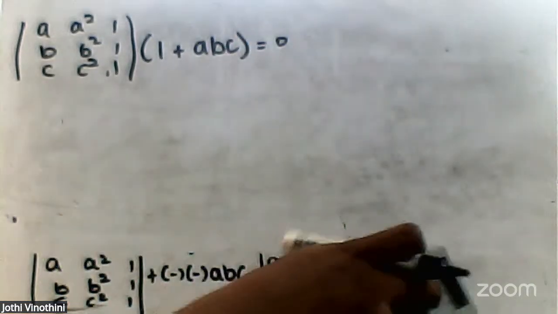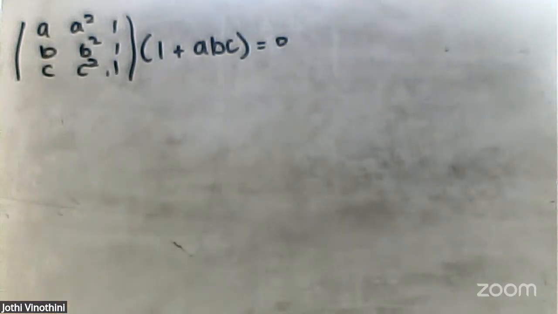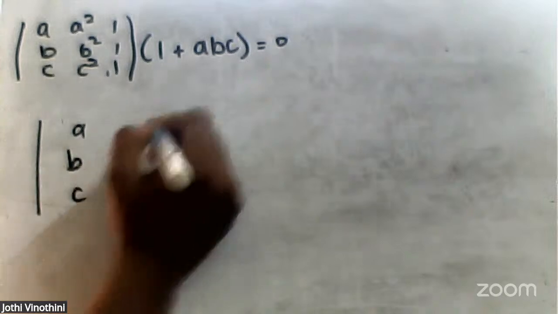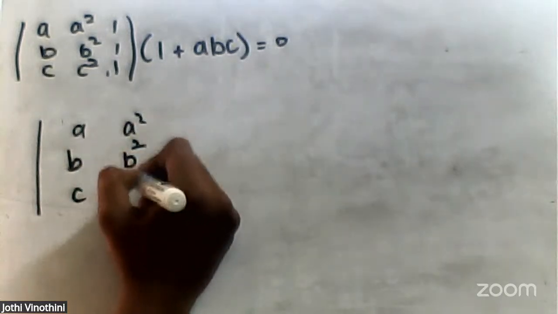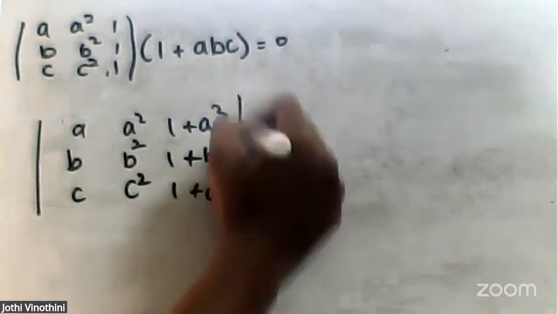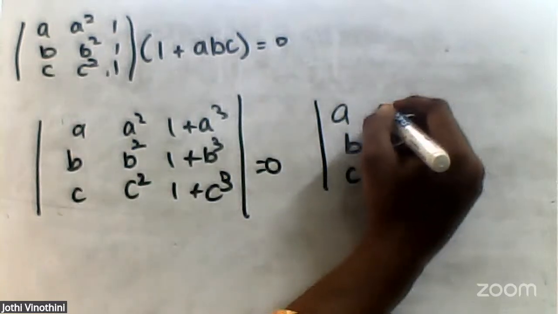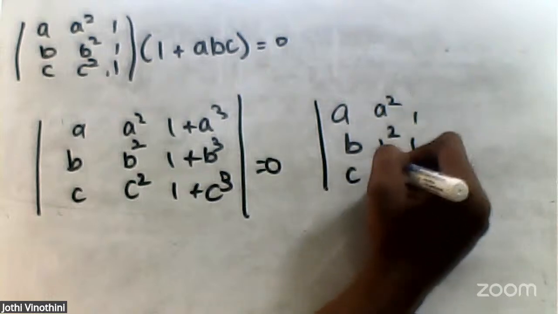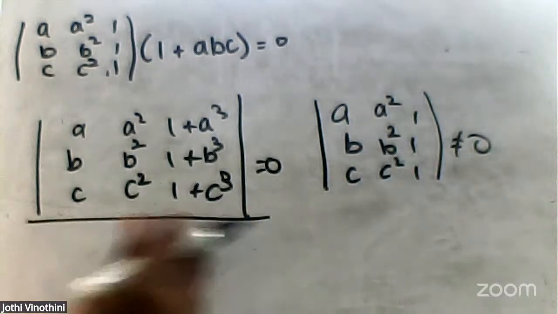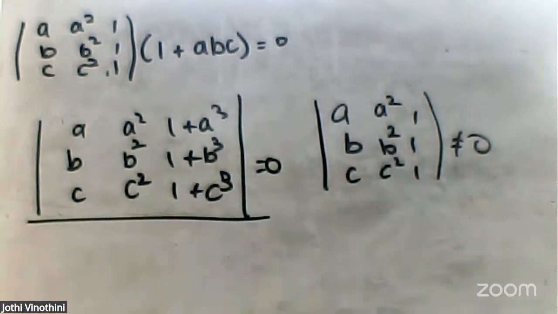Right? So go and check the question. We are provided with two matrices, right? So what is given in the question? We are provided with A, B, C, two matrices. So this is the first one and this is the second one, right? This is what we are provided with in the question. The determinant of this matrix is equal to 0. The determinant of this matrix is not equal to 0, right?